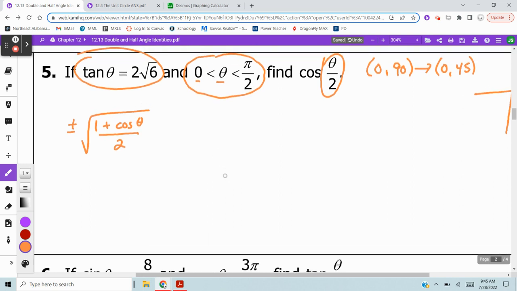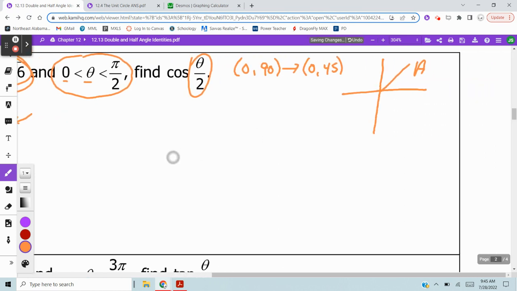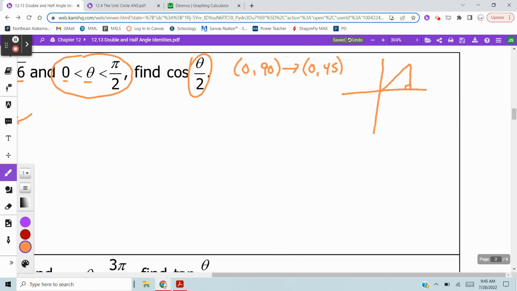So now we're just going to plug in the information that we need. The information that we do need is the cosine, but they give us the tangent. So since they give us tangent, we're going to have to do some work here. Let's draw our angle here in the first quadrant. We're given that the tangent is 2 root 6. Now this one's slightly different because we don't have a bottom. That bottom would be 1. Tangent is opposite over adjacent, so that'd be, here's my reference angle, 2 root 6 over 1.